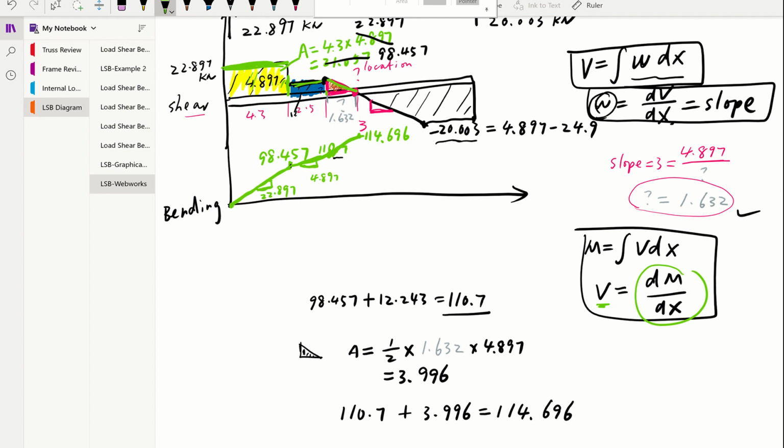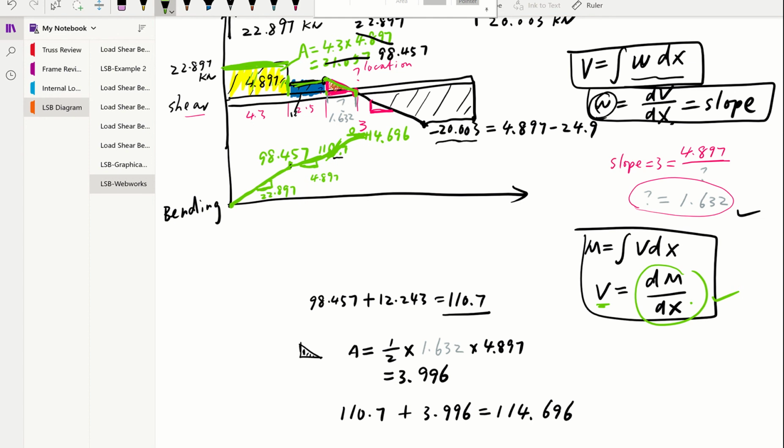Why is that? We have seen from a previous example in the video, because the slope of the bending is equal to shear. What's the slope of the bending if it's power going this way? That's going to be 0. And that's correct because the slope of the bending is equal to shear. Shear at this point is what? 0. And the slope at this point is going to be equal to this value, which is 4.897. Make sense? Okay, so you got that.